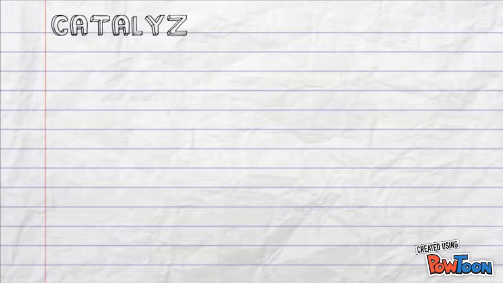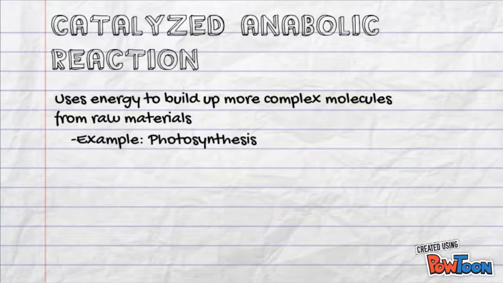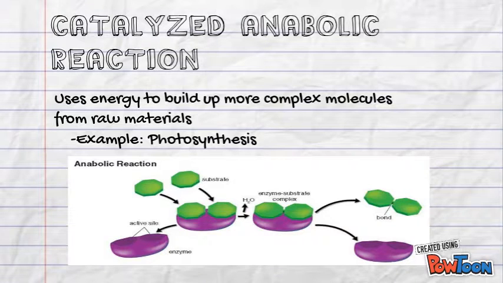A catalyzed anabolic reaction refers to the use of energy to build up more complex molecules from raw materials like carbohydrates. Photosynthesis is an example as it takes carbon dioxide and water and converts it into glucose.